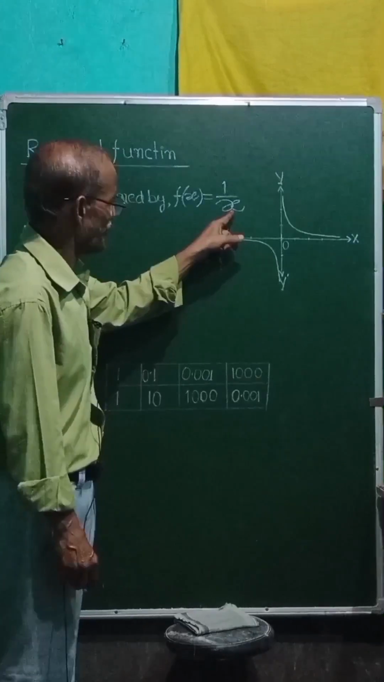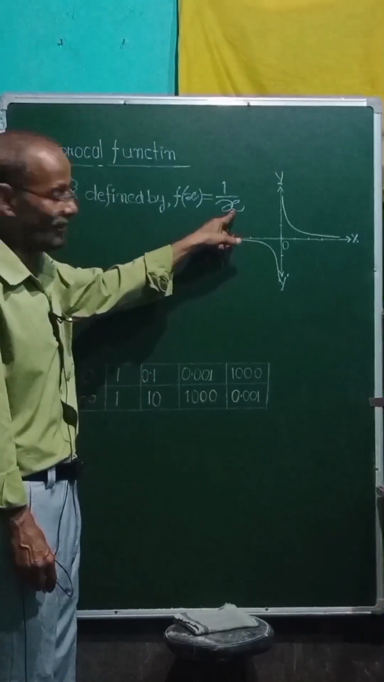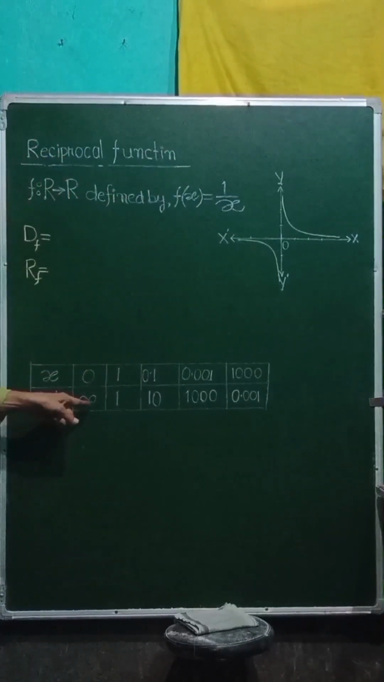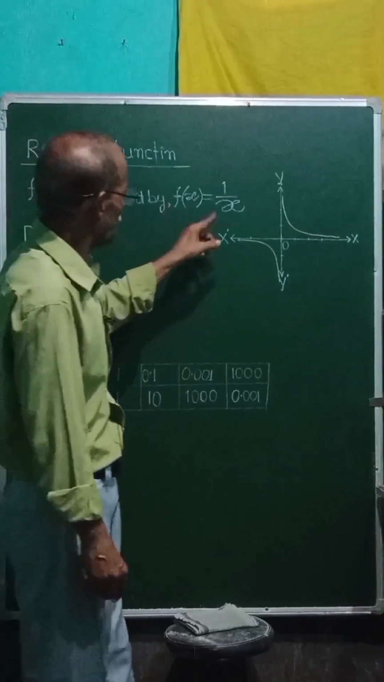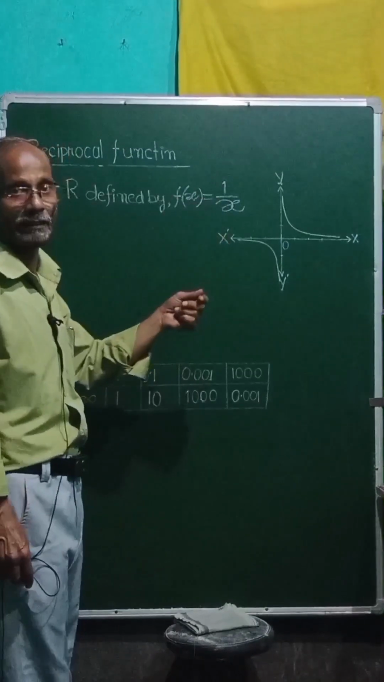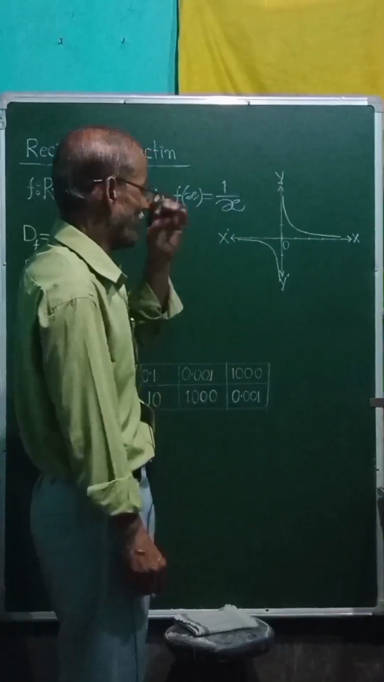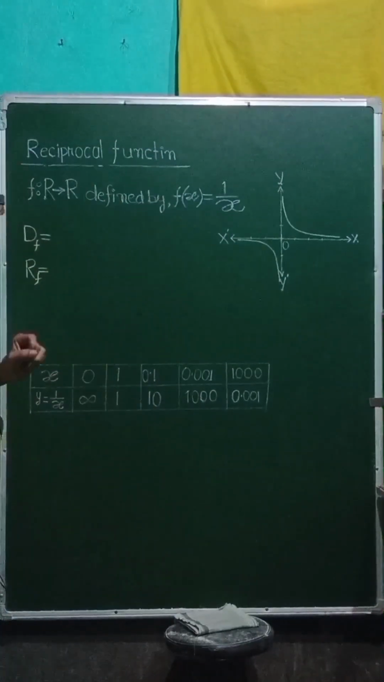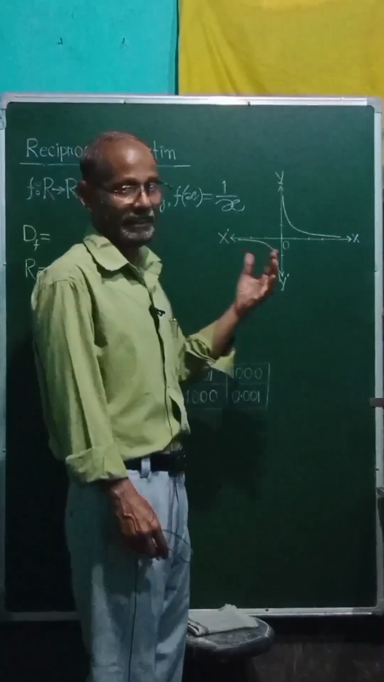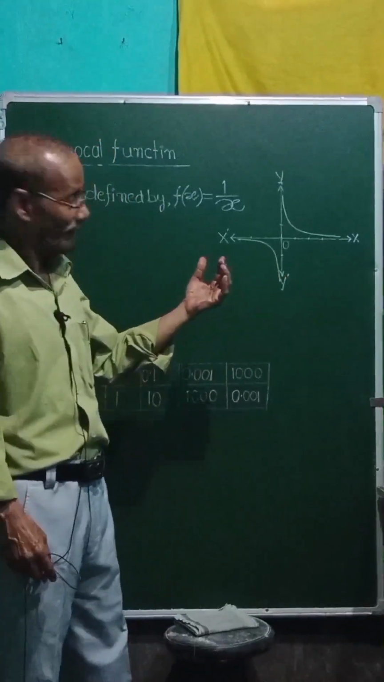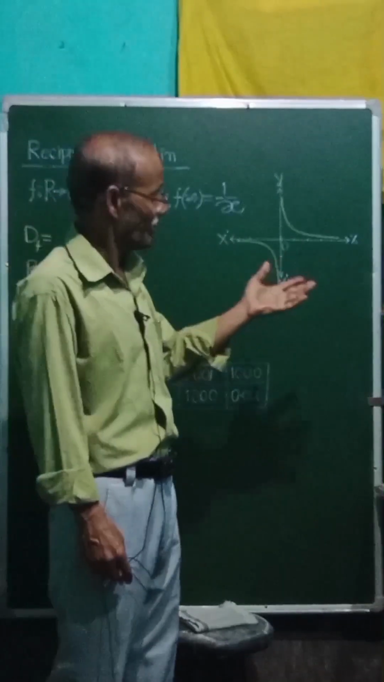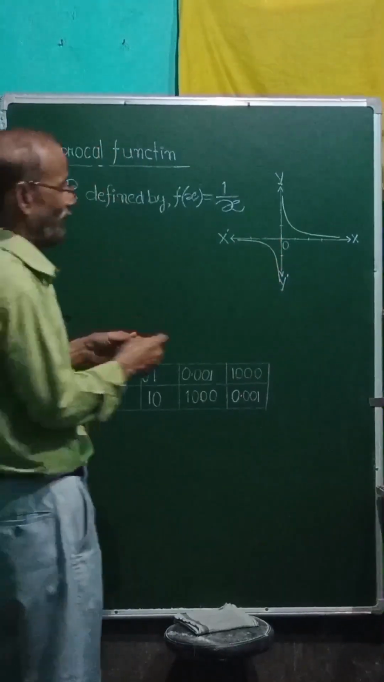X cannot be 0. What happens if it is 0? Y is undefined. Then let us put 1. So 1 by 1 is equal to 1. So at x is equal to 1, y will be 1. Some rough idea we have got here, (1, 1), and then let us see by taking some numbers less than 1 and greater than 1, so that we shall understand the behavior of the graph in the first quadrant.